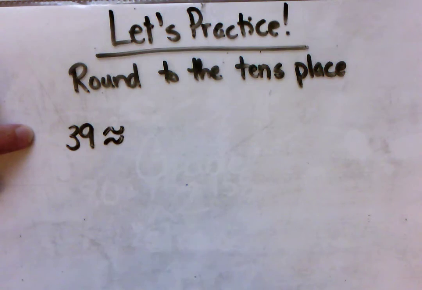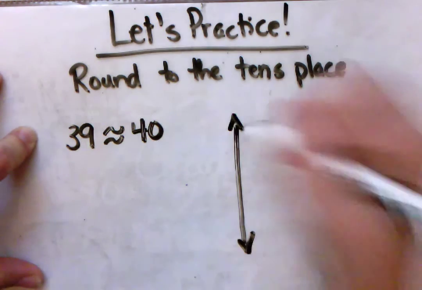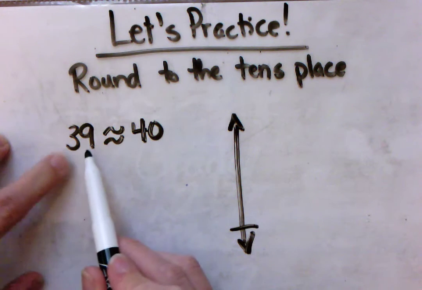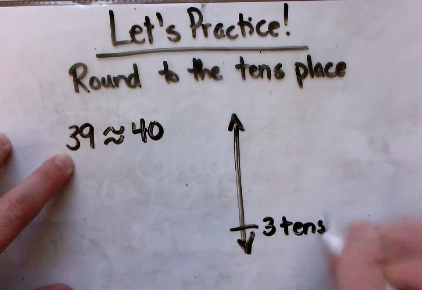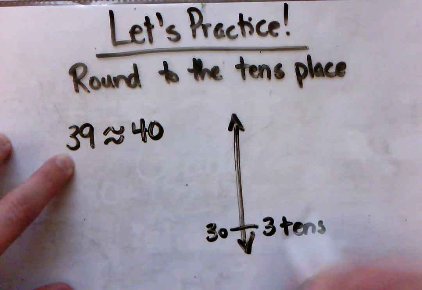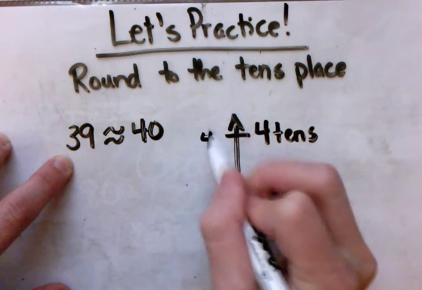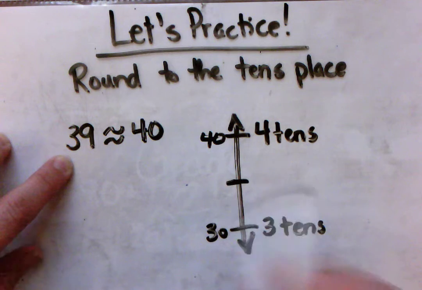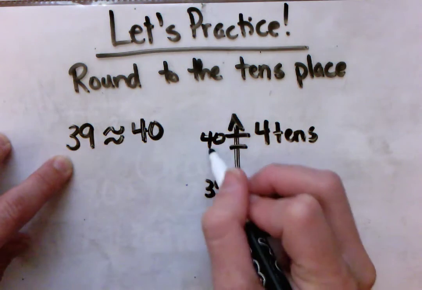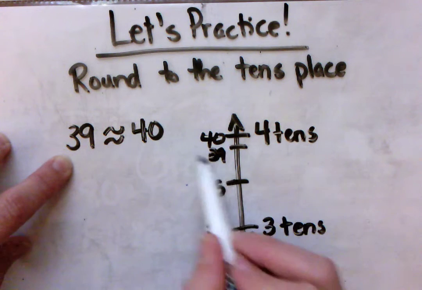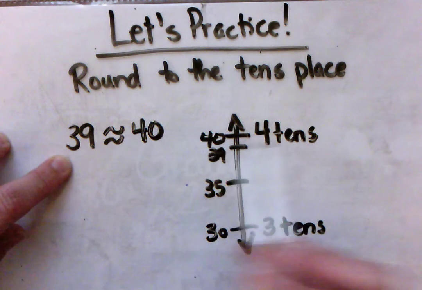39 rounds to 40. If I drew a number line, how many tens are in 39? There are 3 tens. What's the next 10? 4 tens, or 40. Halfway between 30 and 40 is 35. And 39 will be found up here. So the closest tens are 4 tens, or 40.